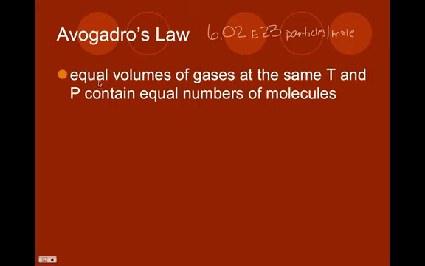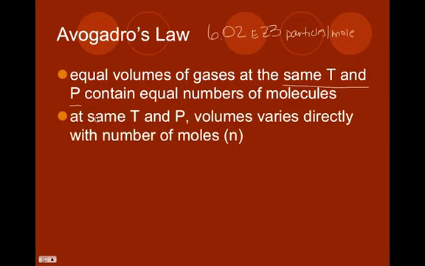What he came up with was that equal volumes of gases at the same temperature and pressure contain equal numbers of molecules. So, at the same temperature and pressure, volume varies directly with the number of moles. Or you could say V1 over N1 equals V2 over N2. Looks just like Charles's law and Gay-Lussac's law, except now instead of temperature and pressure, we are throwing in number of moles.